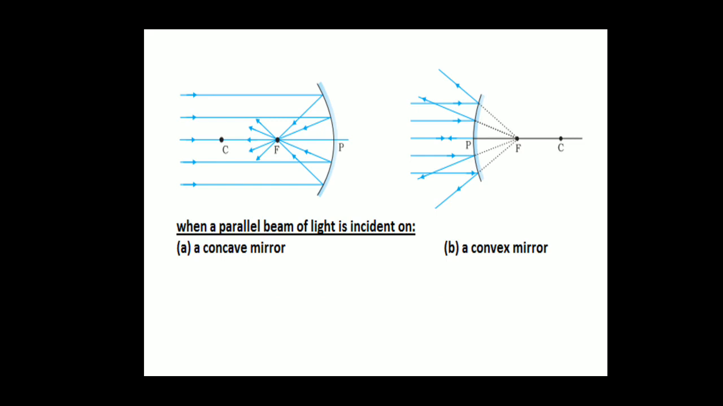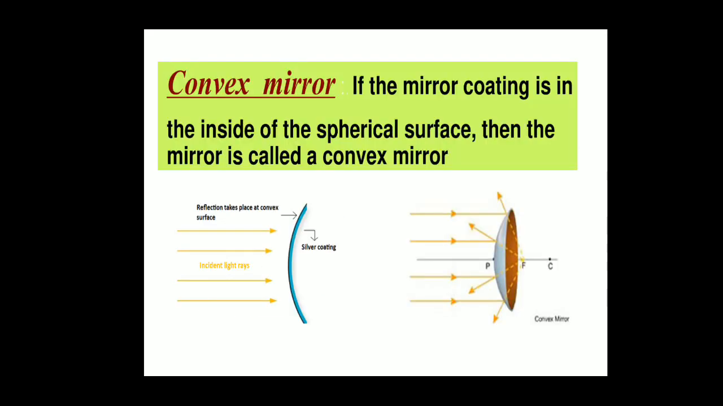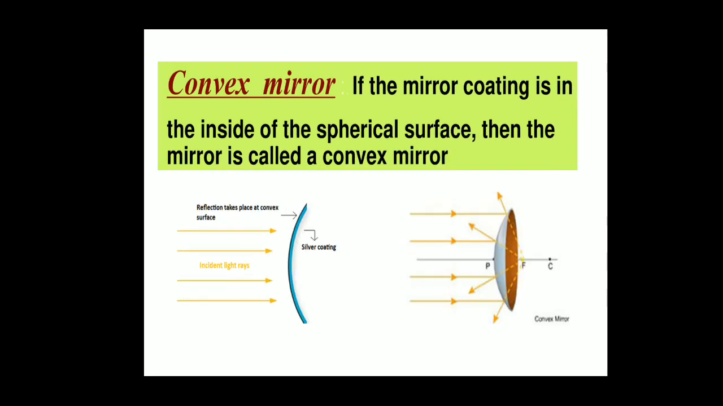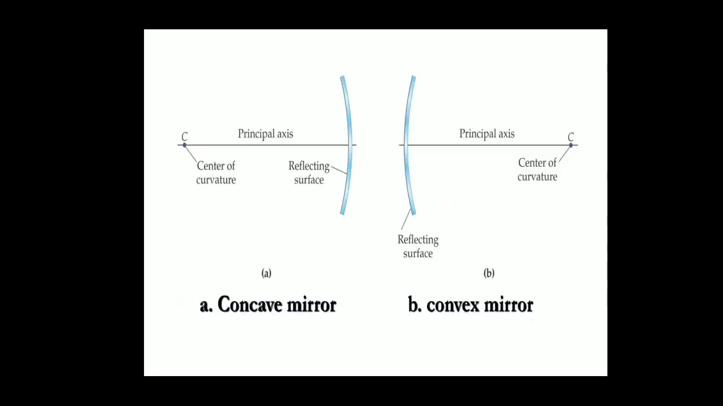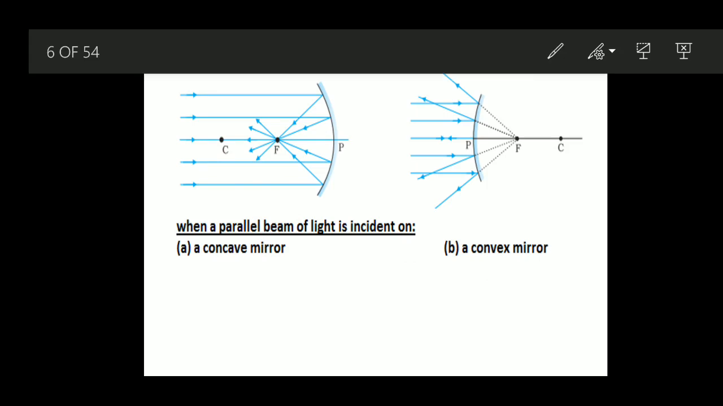Now, in the previous diagram, the center point, that is the point P in this one, or the point P in this diagram, is called the pole. This point is called the pole of the mirror. Now, let us take the first one as a concave mirror, where a parallel beam of light is falling. So I have represented a parallel beam.